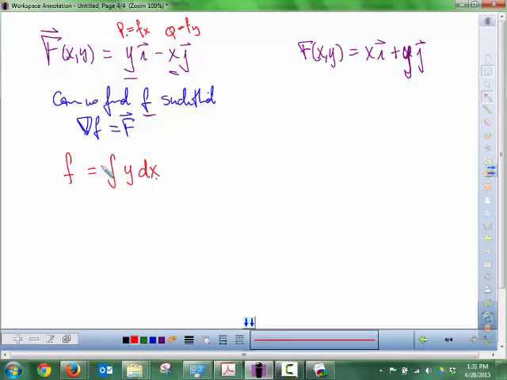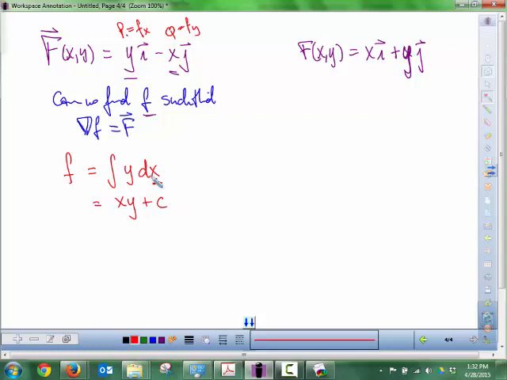This is an indefinite integral, so we're going to have constants here. So let's talk about that constant. The antiderivative of y is 1/2 y squared plus some constant, right? So what should it be? xy. So we have a constant, but the constant is a constant with respect to x.